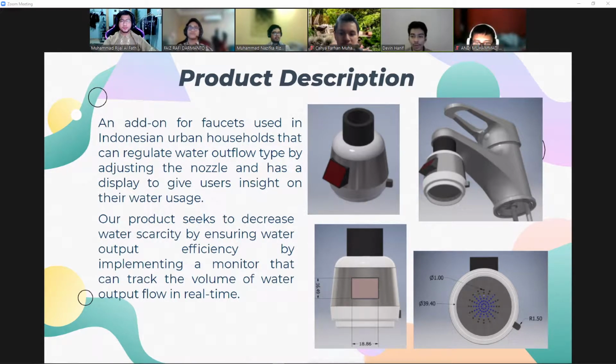And the user of this product could monitor their water outflow using the LED display on the product to give users insight on their water usage. So the goal of our product is to decrease water scarcity by ensuring water output efficiency by implementing a monitor in the product that can track the volume of water output flow in real time. So on the right side is our 3D model of our product.